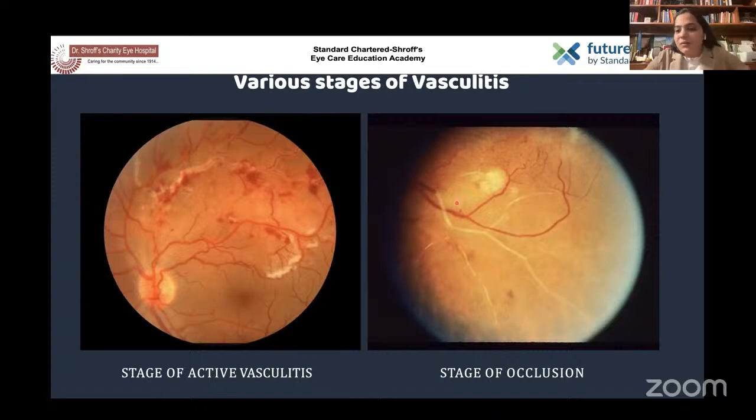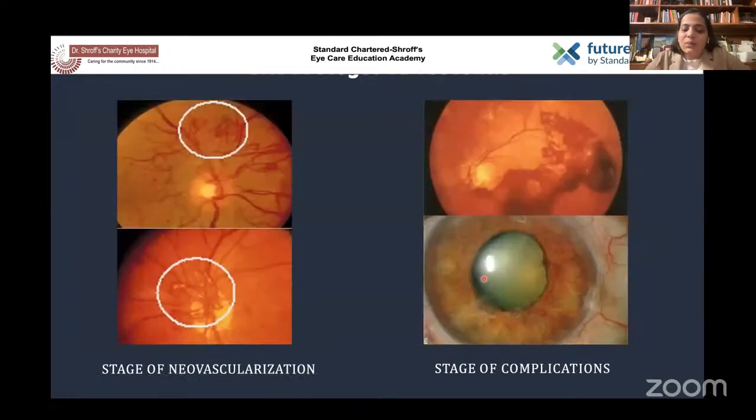It's very important to differentiate an active from a sclerosed vessel, and you see that in an active vasculitis, there would be fluffy, whitish exudates along the vessels, and in these sclerosed vessels, there would be the kind of burnt out situation of the retina.